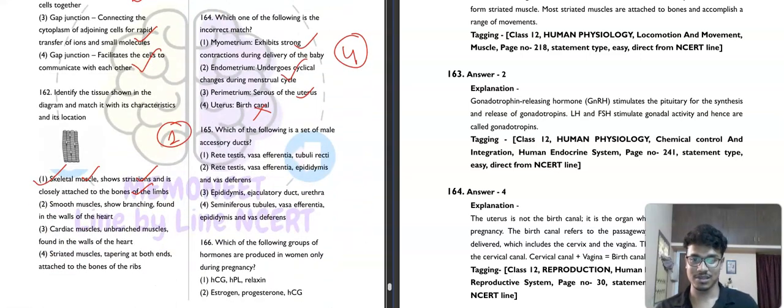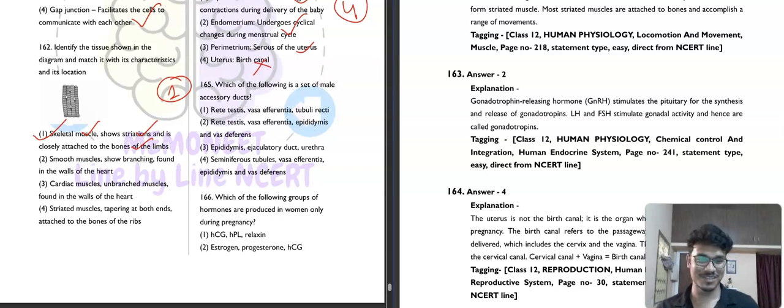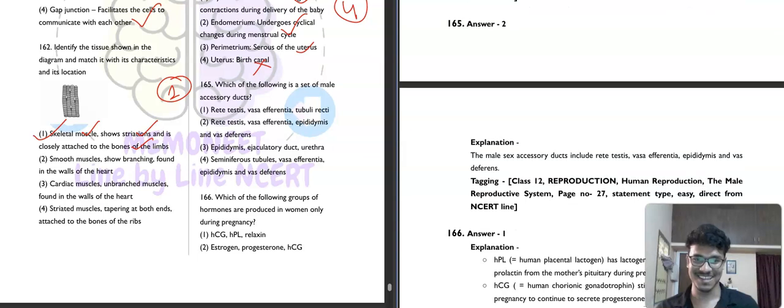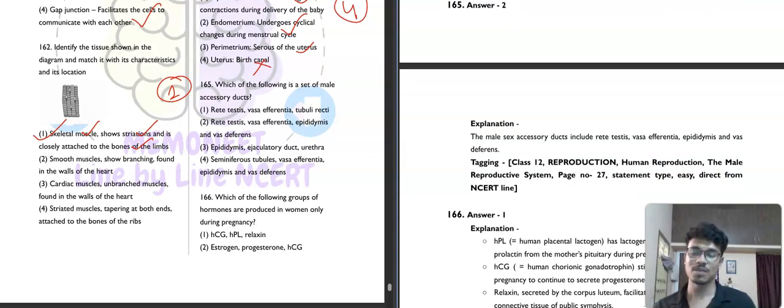Question number 165. Sometimes when you see this kind of option, it's very funny, like "uterus is the birth canal." Question number 165. Which of the following is a set of male accessory ducts? Male accessory ducts are always given in NCERT, if you look at the structure. Male accessory ducts include rete testis, vasa efferentia, epididymis and vas deferens. So the second option is the correct answer.